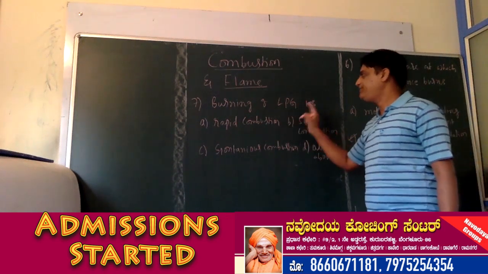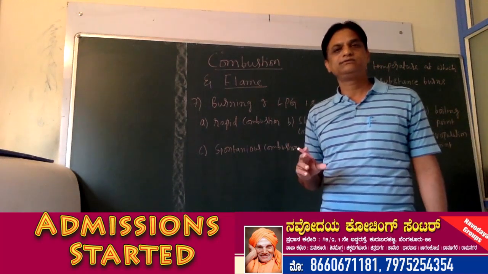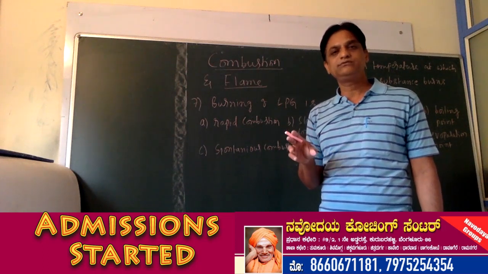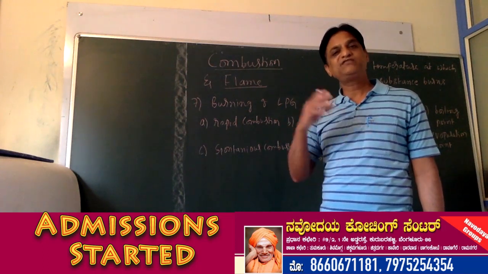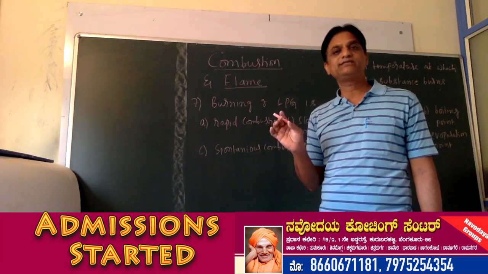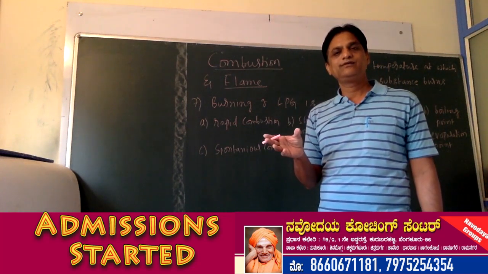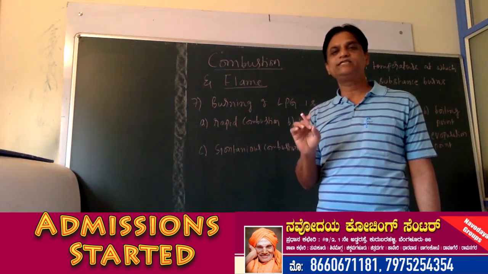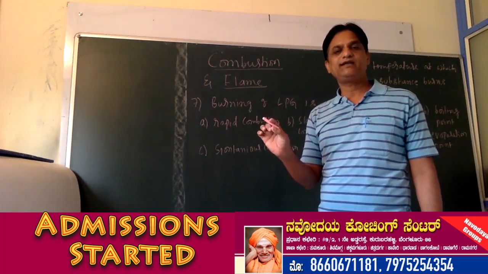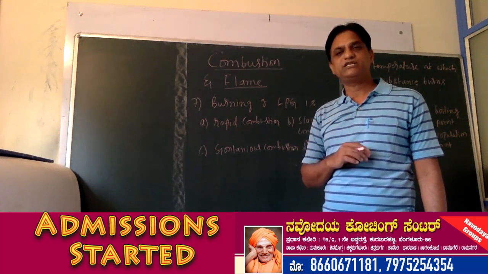So burning of LPG is an example for what type of combustion? We have already learned that depending upon the amount of heat and light liberated, combustion is of three types: slow combustion, rapid combustion and spontaneous combustion. Rapid combustion is also called explosion. In slow combustion, the amount of heat energy released is less. Examples for slow combustion are rusting of iron and oxidation of glucose in our body.